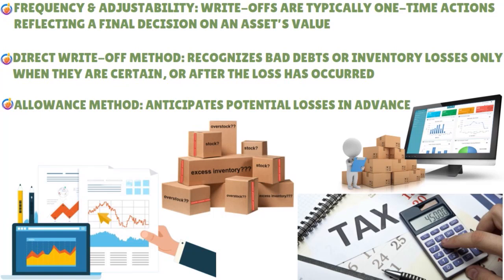Okay, and what happens here is that when the loss occurs, your business will adjust the reserve, keeping the historical cost in the inventory account intact. So this method smooths financial results over time and adheres more closely to accrual accounting principles, offering a more up-to-date representation of a company's financial health.